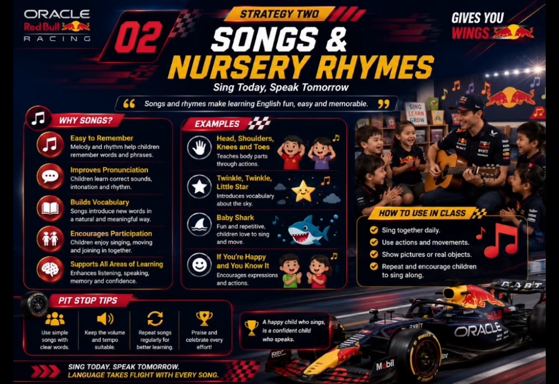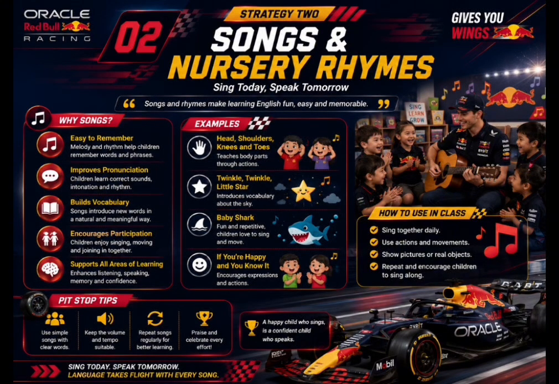Thirdly, songs help to build vocabulary. Children learn new words through meaningful context. For example, Twinkle Twinkle Little Star introduces words related to the sky, such as star and sky, which children can understand through the songs and visuals. Besides that, songs encourage participation. Even children who are shy or have lower English proficiency can participate through singing, clapping, and movement. This helps to build their confidence in using English.